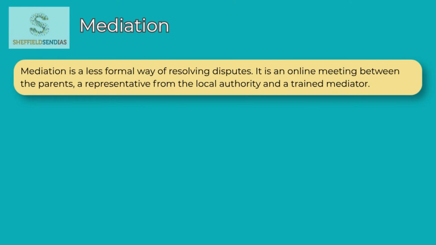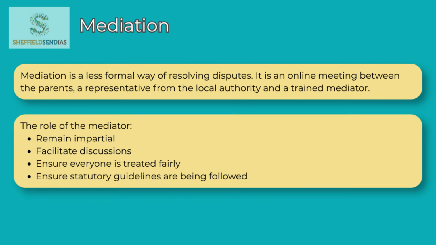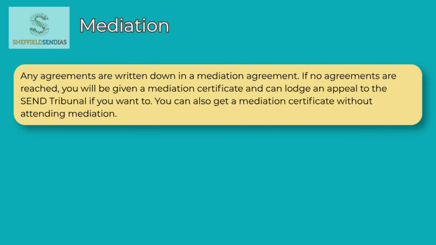Mediation is a less formal way of resolving the dispute between yourself and the local authority. It involves an online meeting between yourselves as parents, a representative from the local authority, and a trained mediator. The mediator is impartial and is there to facilitate discussions to make sure everyone is treated fairly and that the statutory guidelines are being followed. Mediation meetings don't always lead to the issue being resolved, but sometimes they do. If an agreement is reached, this will be written down in what's called a mediation agreement. This is a contract between you and the local authority and it's binding.